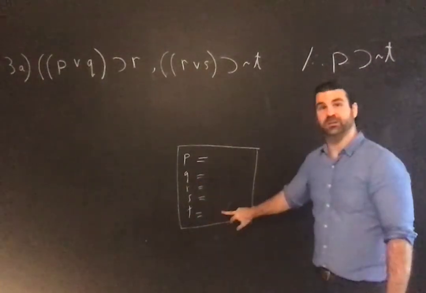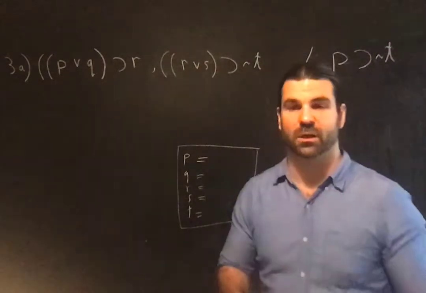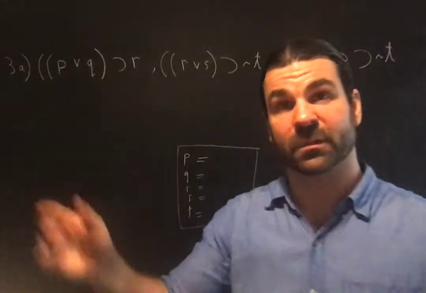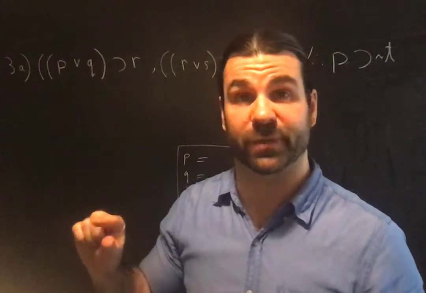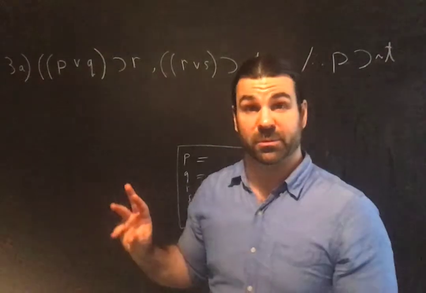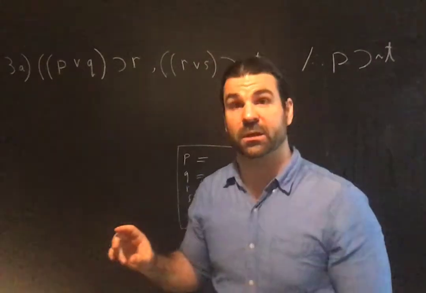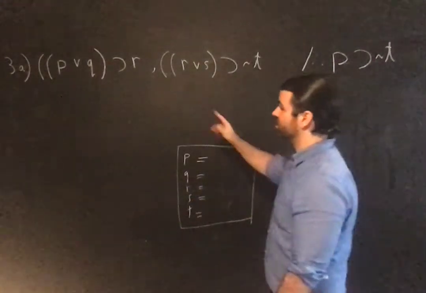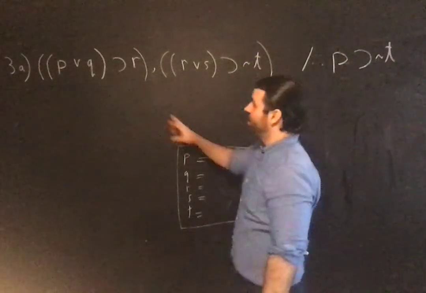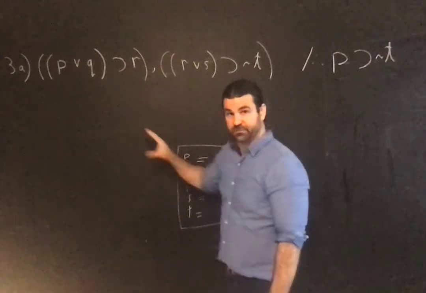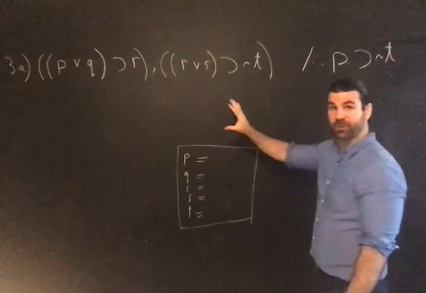And if I can find a consistent assignment of truth values to the sentential variables which make the premises true and the conclusion false, that is my counterexample. And if I cannot find a consistent assignment that makes the premises true and the conclusion false, then the argument is in fact valid. So let's do it. The first thing, I draw up the box, list all the sentential variables, and then I make my initial assignment.